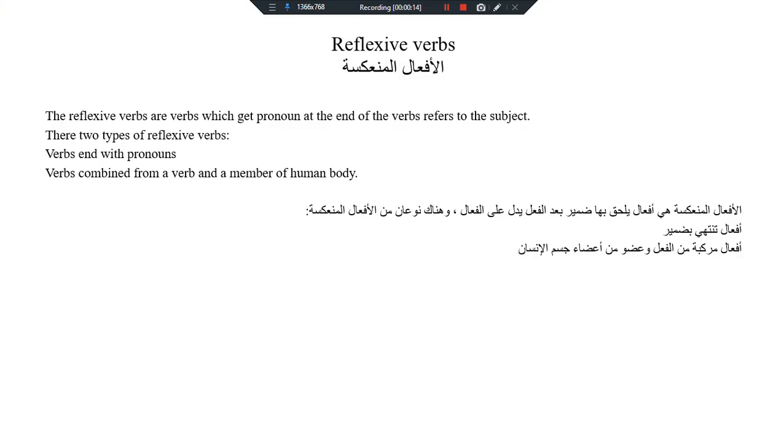The reflexive verbs in the Coptic language are in two groups. One ends with a pronoun and one ends with a word that gives it a meaning, usually part of the human body, whether head or mouth or a hand, and gives it a new meaning.